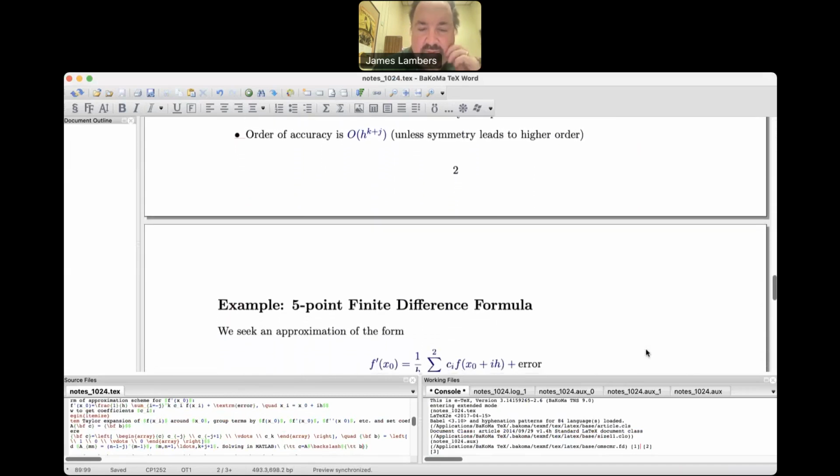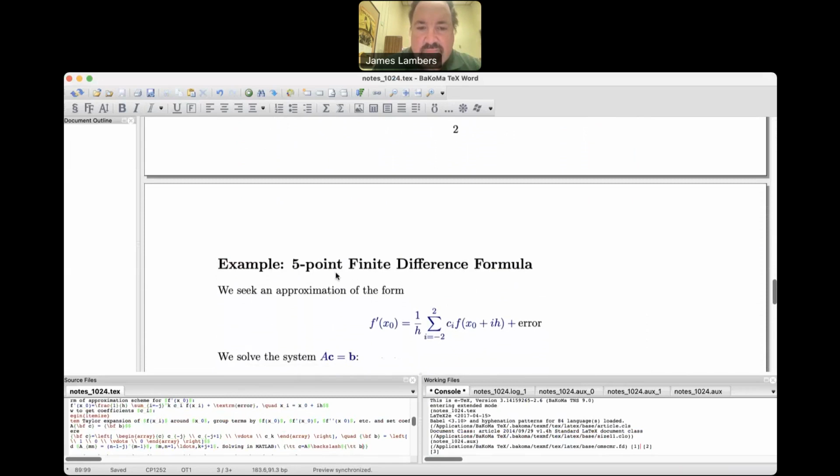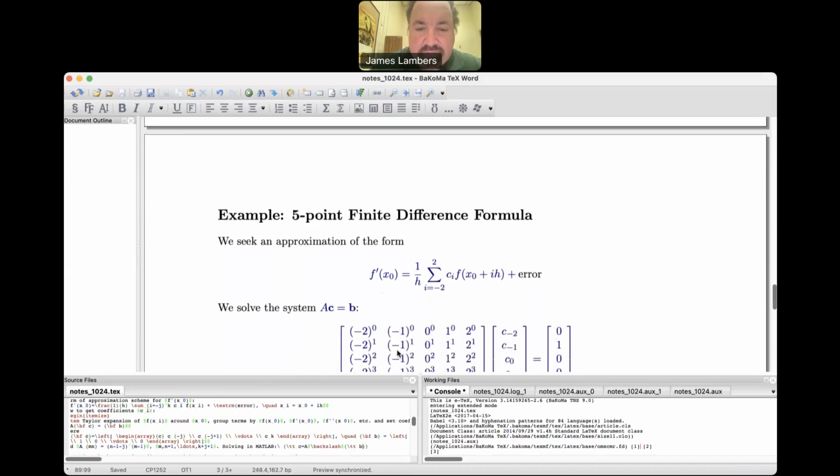So here's another example, a 5-point finite difference formula. I want to approximate f prime of x naught again using these points: x naught, x naught plus or minus h, and x naught plus or minus 2h. So I have a summation going from minus 2 to 2. I need to find these 5 coefficients ci, where i goes from minus 2 to 2. And then I also want to figure out the error. So then I can set up a system of equations and solve it.